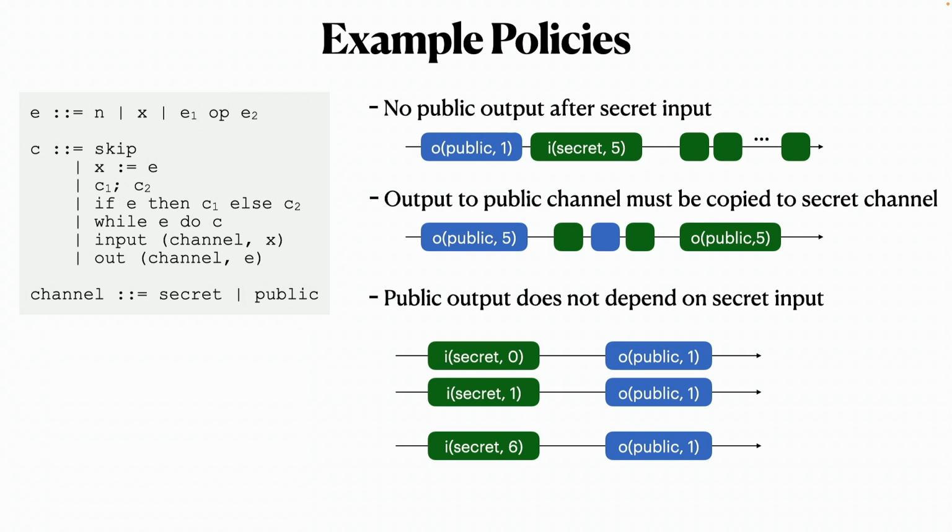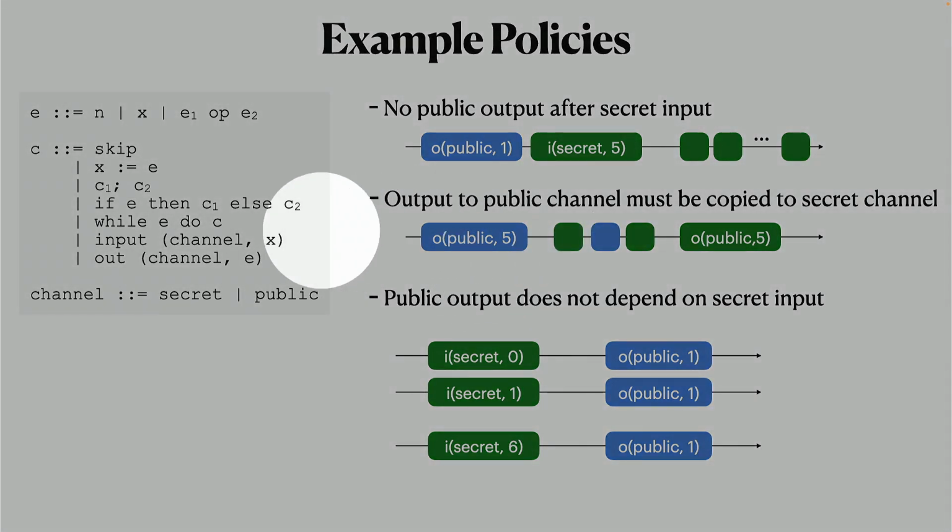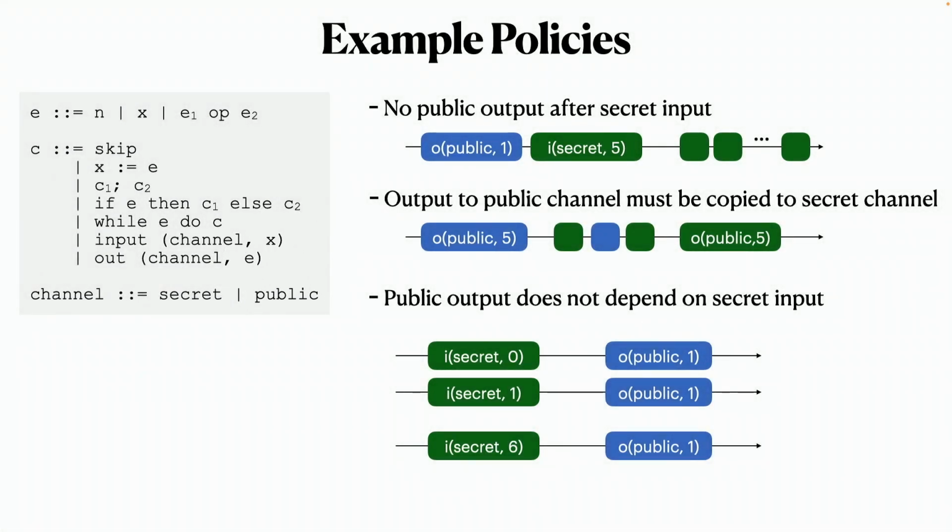And the first one will be, well, the interesting things about this programming language, so this is just the while language that I hope you've seen before. And I have primitives for input and output over a channel, and I can have a channel that's secret and public. Okay? Right, that's it. And I can have different kinds of security policies here. I can say there shouldn't be any public output after secret inputs.